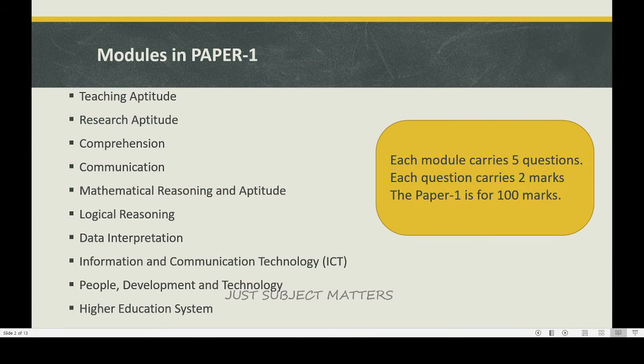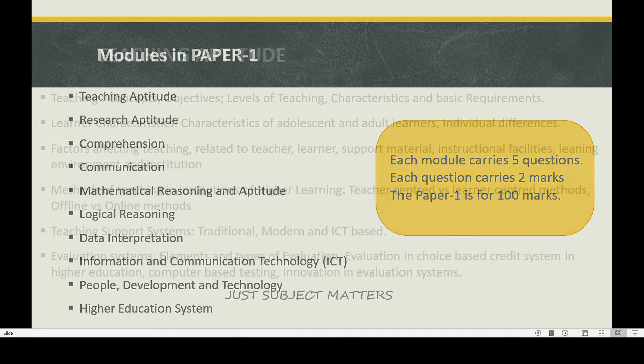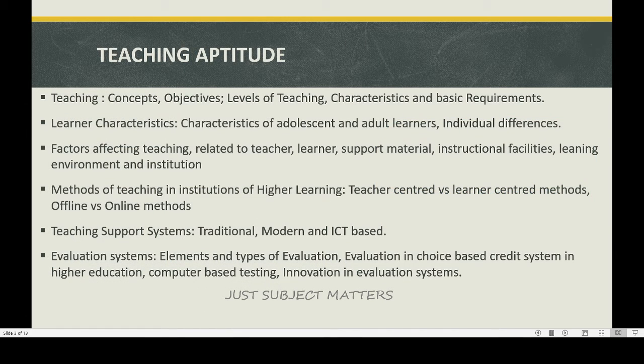So the modules in Paper 1 are as follows. The first is teaching aptitude, followed by research, then comprehension, communication, mathematical reasoning, logical reasoning, data interpretation, information and communication technology, people development and environment, then higher education systems. So there are around 10 units, that's 10 modules. There will be 5 questions from each module. Each question carries 2 marks. So Paper 1 is for 100 marks. Let us see in depth about each module.